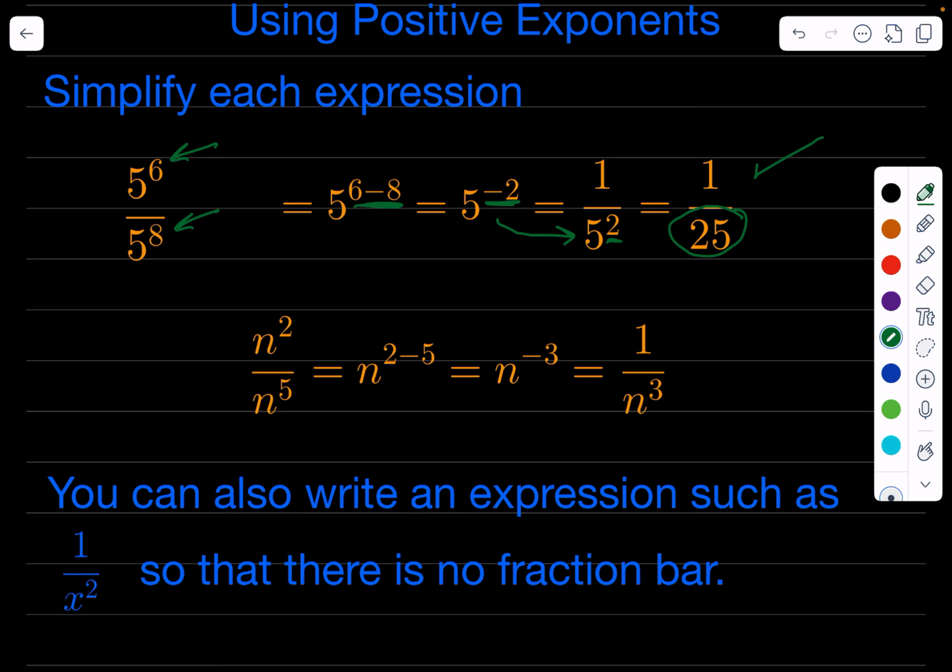Now we've got variables. I've got a 2 and a 5. Our quotient rule says if we're dividing exponents, we subtract. 2 minus 5 gives me a negative 3. I simplify it by putting the 3 in my denominator. n squared divided by n to the fifth is 1 over n to the third. Okay?